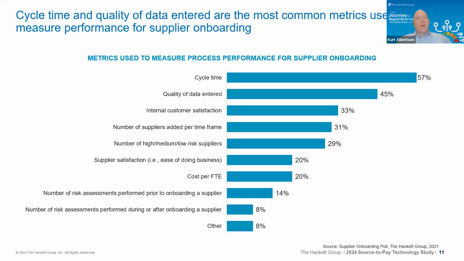So cycle times, quality, it's good to see the quality component up there of this process, and internal customer satisfaction tend to be those top three metrics that companies look to measure the performance of this process, the healthiness of it.